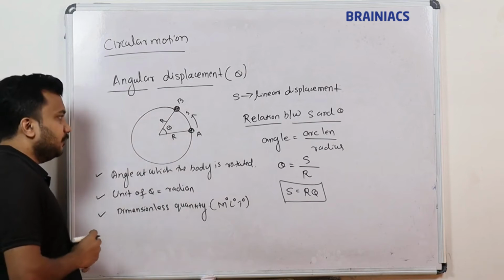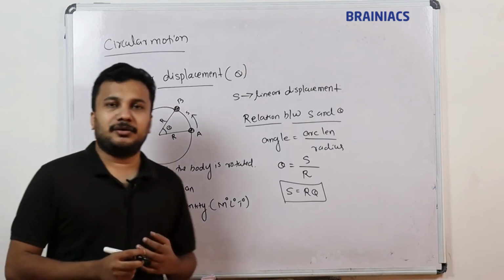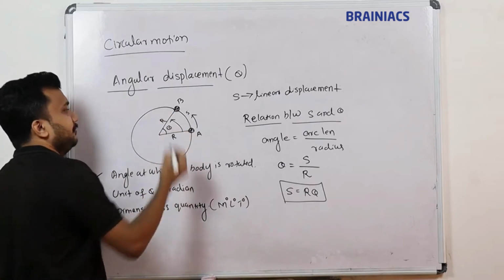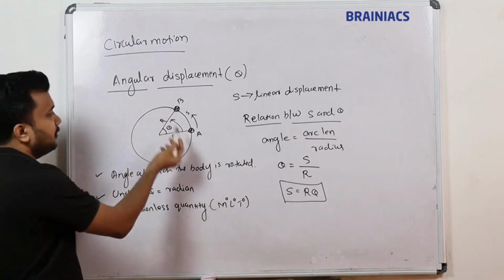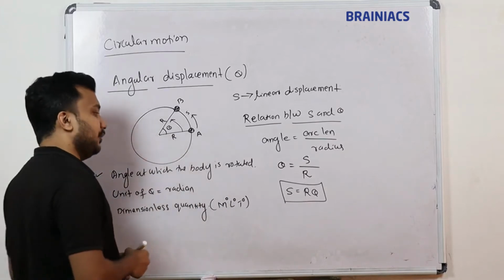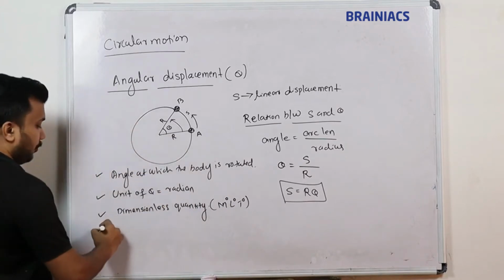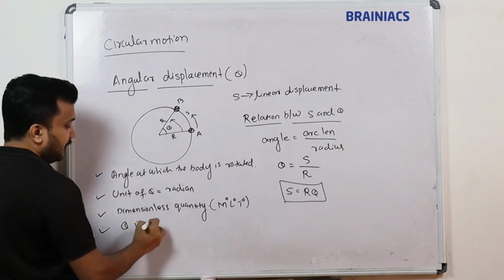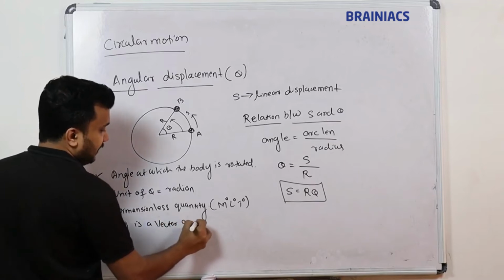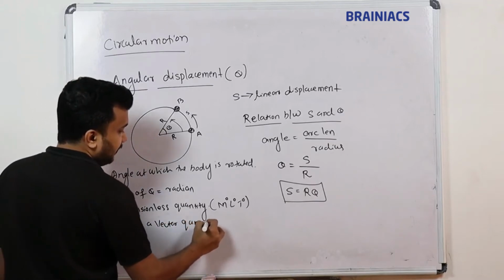Next point is whether theta is a scalar quantity or a vector quantity. I measured theta from here. If it is rotated this many degrees, then I will say this many degrees. So theta is a vector quantity. I will add one more point here: theta is a vector quantity. Theta is not a scalar quantity. Okay, theta is a vector quantity.